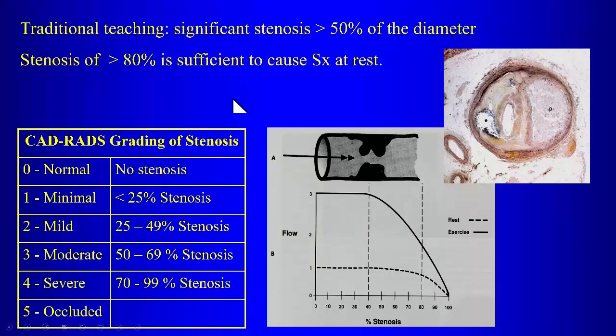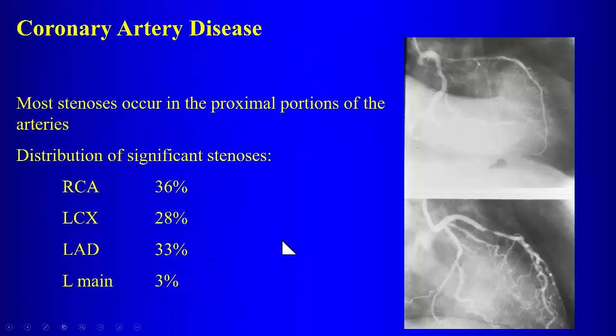Now, in terms of grading stenosis, you do have to know that this is a fair exam question. For grading of stenosis on a coronary CTA, minimal stenosis is less than 25%, mild stenosis 25 to 49%. We're talking about diameter stenosis here. Moderate stenosis is 50 to 69%, and severe stenosis 70 to 99%. So that grading system you do have to be familiar with. That is a fair question on an exam.